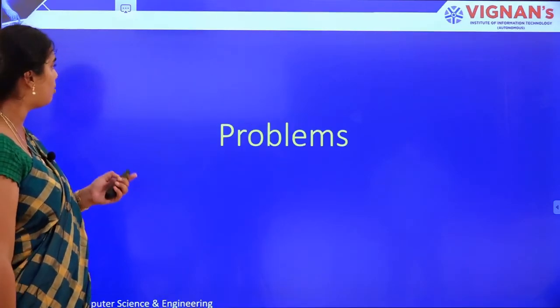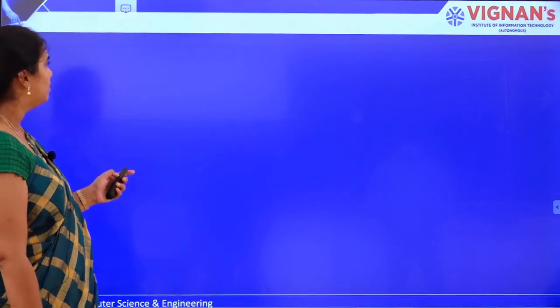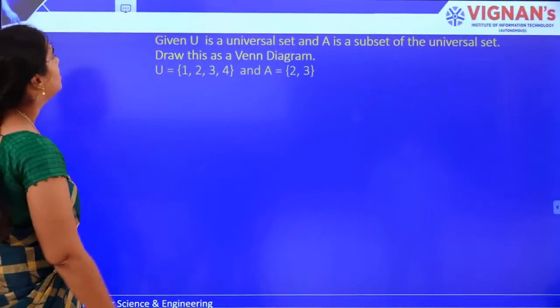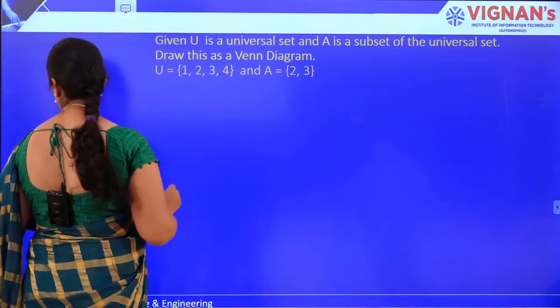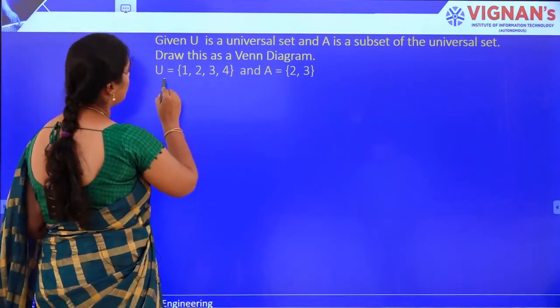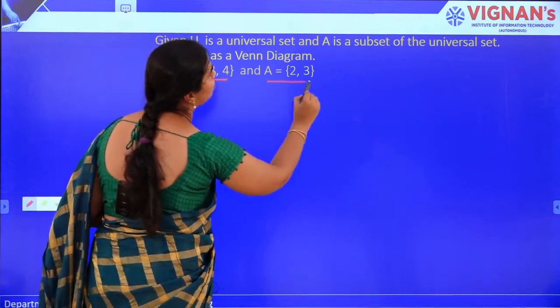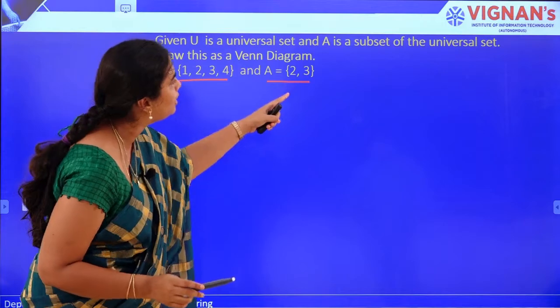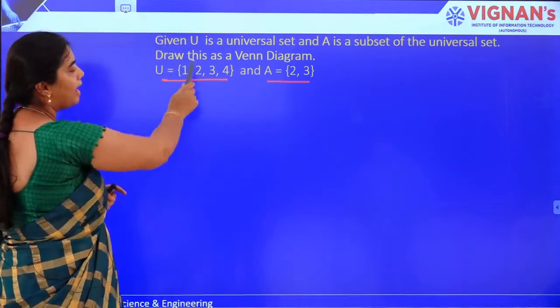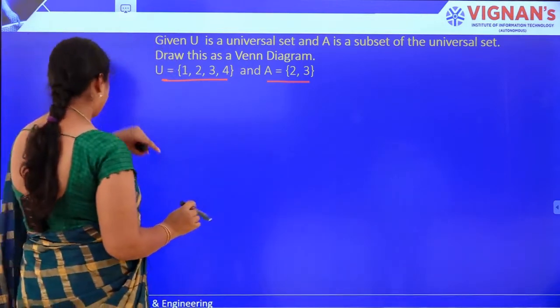So we'll look into the problems. Just take it as the practice problems. Suppose I am given a universal set U equal to {1, 2, 3, 4} and A equal to {2, 3}, and I have given a condition stating that A is a subset of the universal set, and we need to draw it in the form of a Venn diagram.